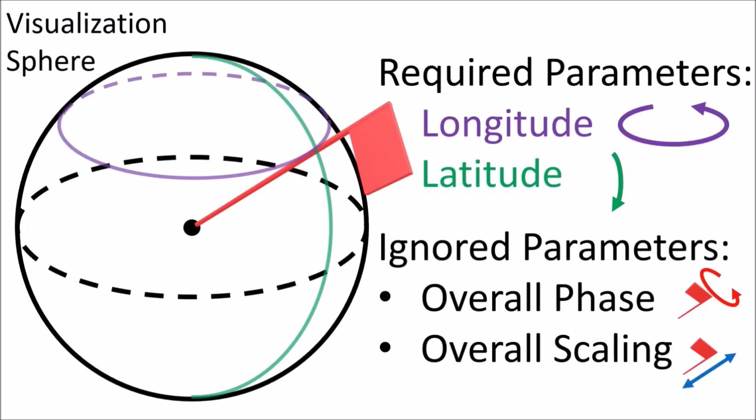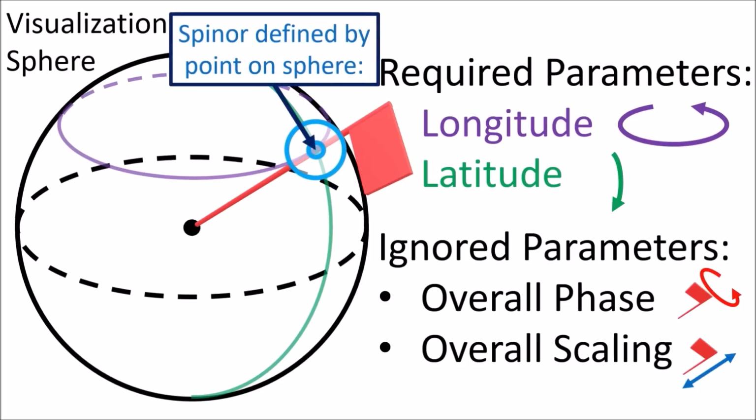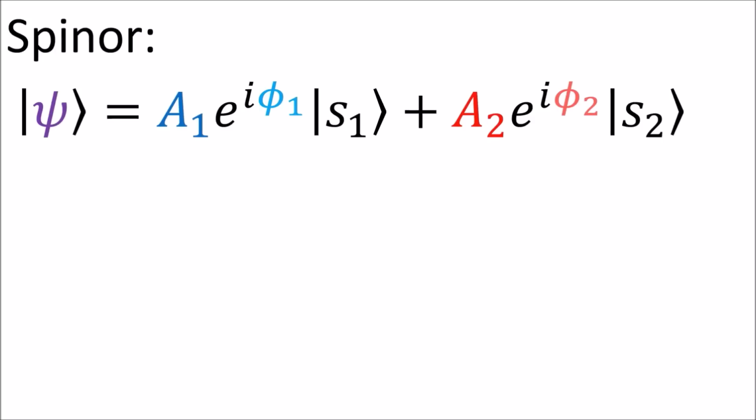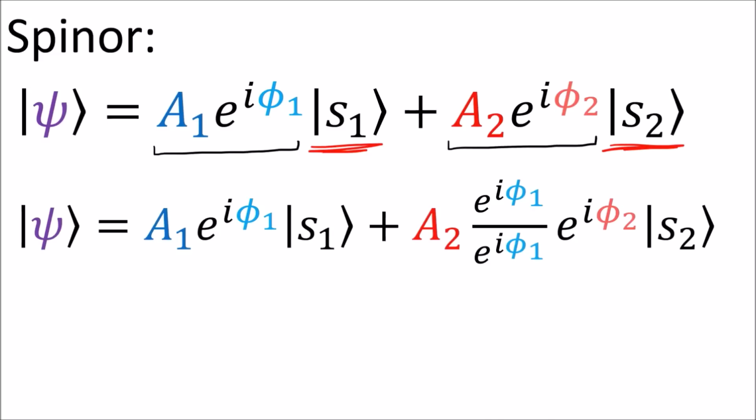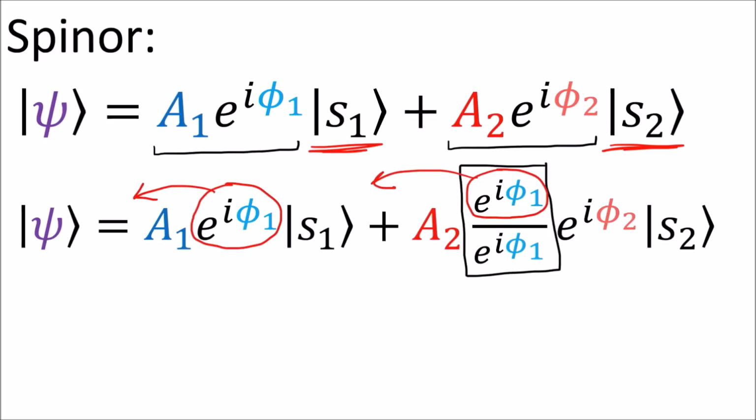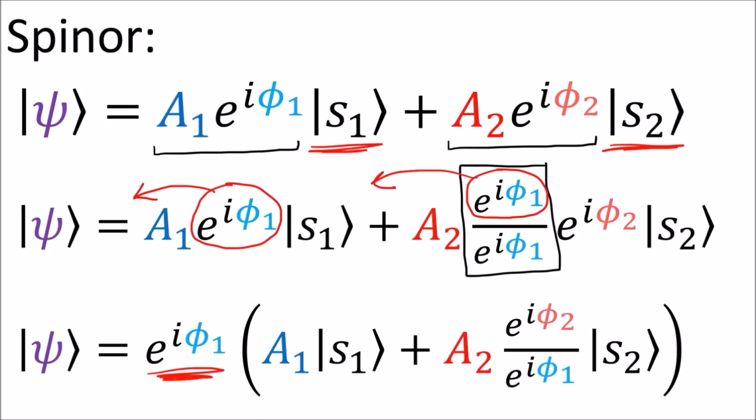Note that a specific spinor is only identified with the point where the flagpole meets the sphere, so changing the angle of the flag and changing the flagpole's length do not change which spinor we're talking about. We can see these factors mathematically if we write out our spinor as a combination of 2 basis spinors, each with complex number coefficients. If we multiply and divide the second term by e to the i phi 1, we can factor out e to the i phi 1 from both terms and bring it out in front.